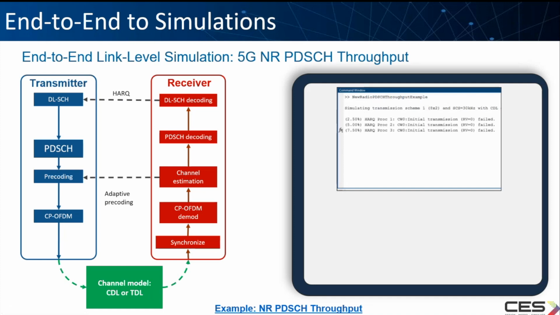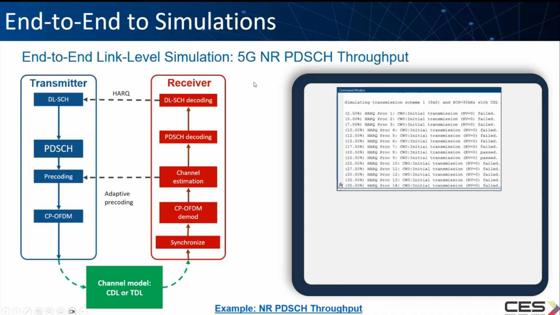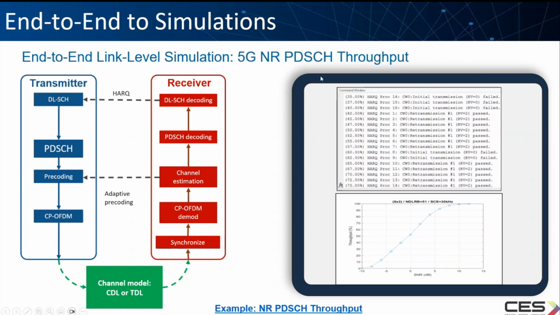Another type of simulation is at the link level, and this time we are talking about a 5G NR PDSCH throughput. So we are analyzing this new radio 5G system by looking at the throughput. And this is what we mean by end-to-end simulation. You model the transmitter, you model the channel, and then you model the receiver chain, and you perform the analysis by looking at the throughput or maybe the bit error rate or the block error rate. I'm including here an example for further evaluation of this end-to-end simulation using 5G Toolbox.